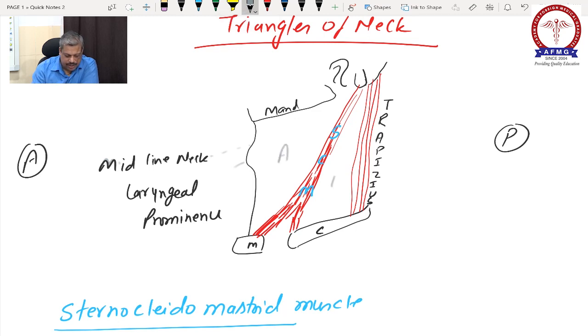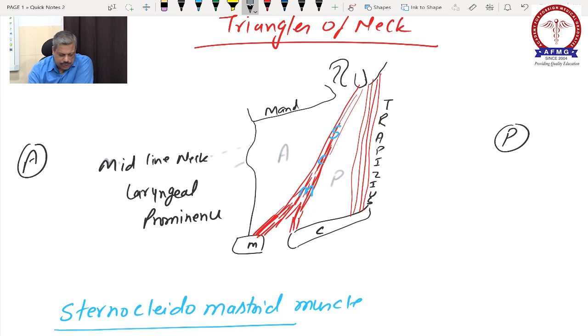triangles, anterior triangle and posterior triangle. Clear? Anterior triangle, this triangular area anterior to sternocleidomastoid. This is anterior triangle of neck. This is posterior triangle of neck. This obliquely placed muscle divides the neck into two triangles.